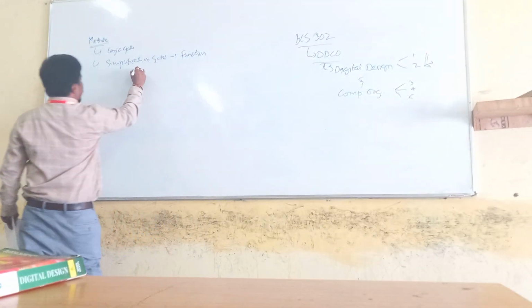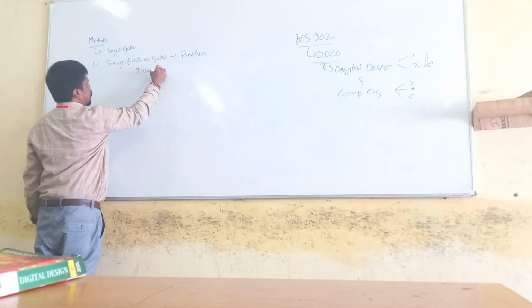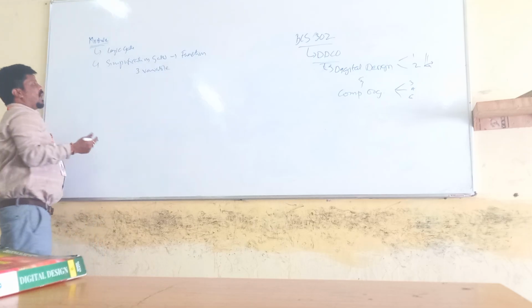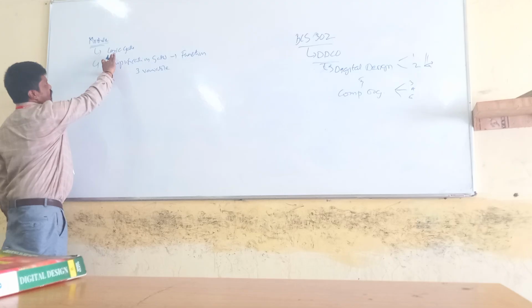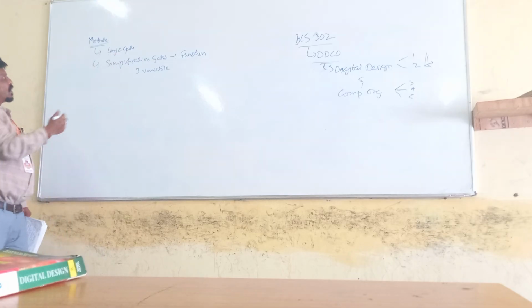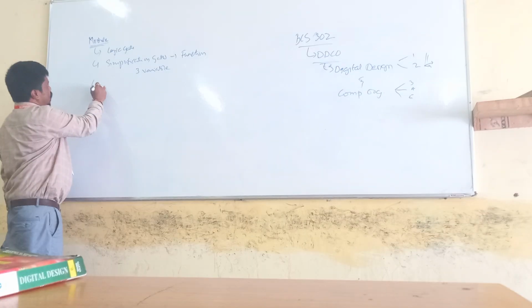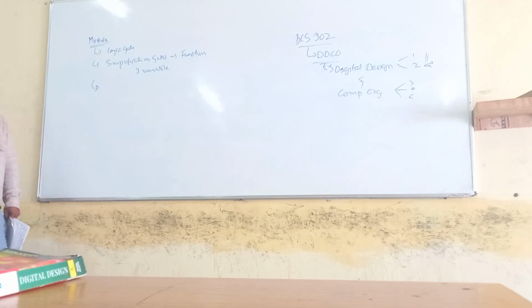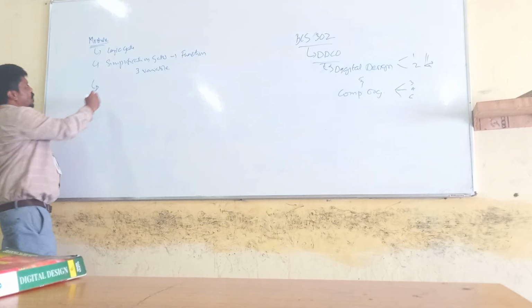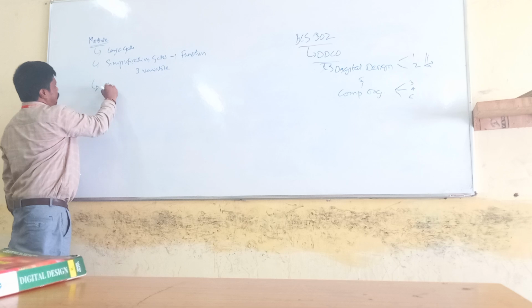This is only for three variables. If I have more than three variables, then I can't simplify these Boolean functions with the postulates and theorems related to our logic design. I would have to switch to the K map.